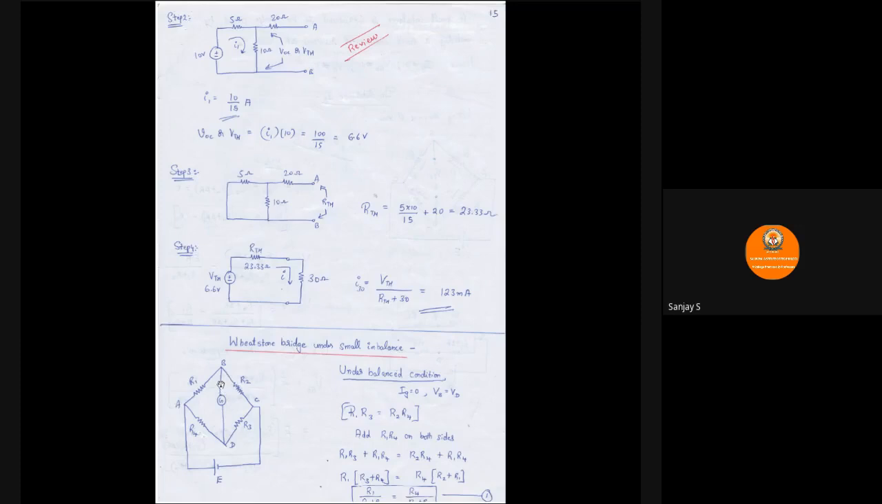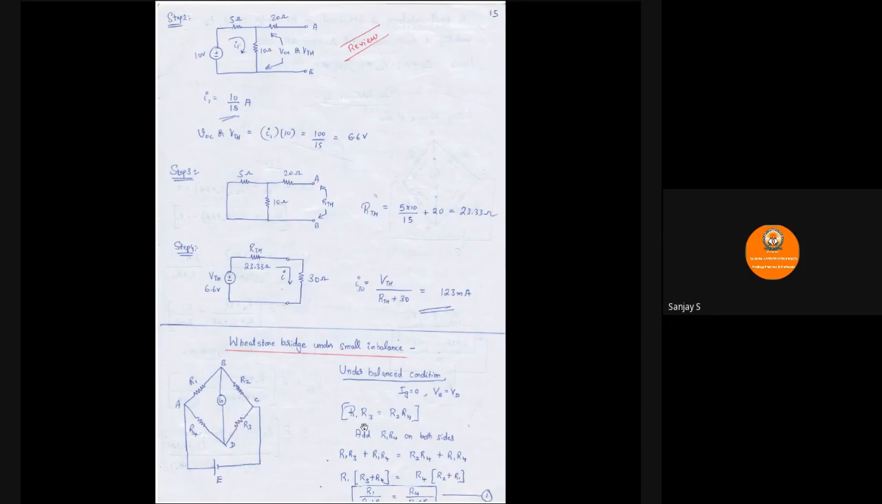Whenever the bridge is under balanced condition, you know that Ig is equal to 0, Vb is equal to Vd. That is being written here. And bridge balance condition is product of opposite resistances are equal. R1, R3 equal to R2, R4. In the previous derivation, I have taken different notations. Here I have taken R1, R2, R3, R4. There we had taken R1, R2, Rs, Rx. So notations can be changed, not a problem.